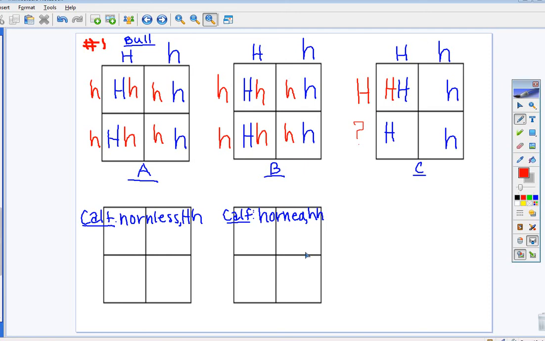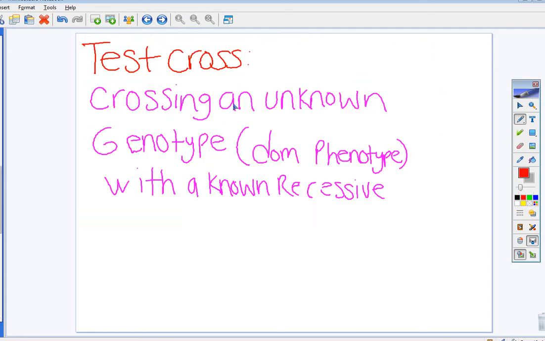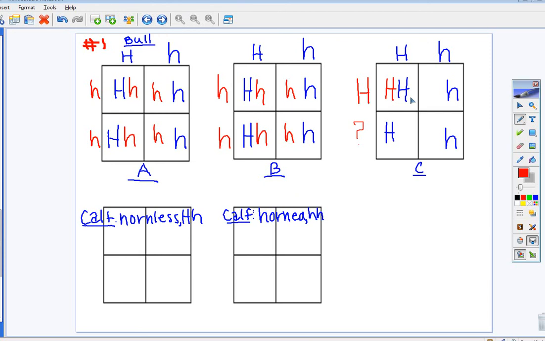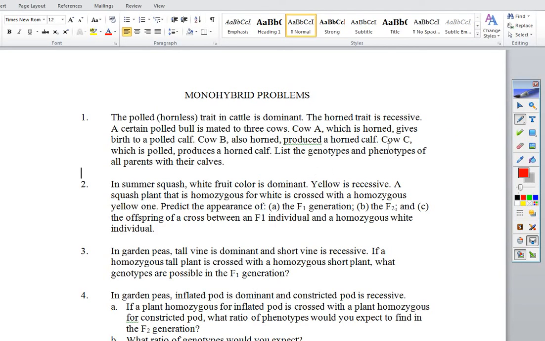Here it is. The last thing is, now when we do a test cross, we cross the unknown phenotype with a known recessive. So we've done a test cross really for these two. Remember, crossing an unknown genotype, meaning a dominant phenotype, with a known recessive. So we're here. Now, last thing is we'll look at the results. And Calf C produced a horned calf. Horned is recessive. So here's the rest of this filled out.